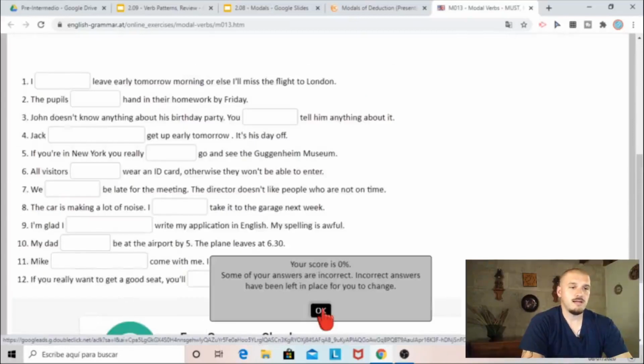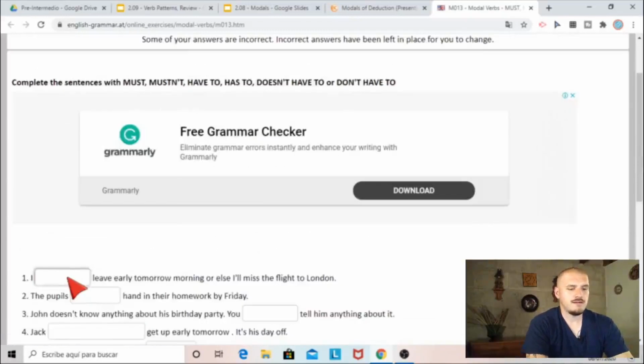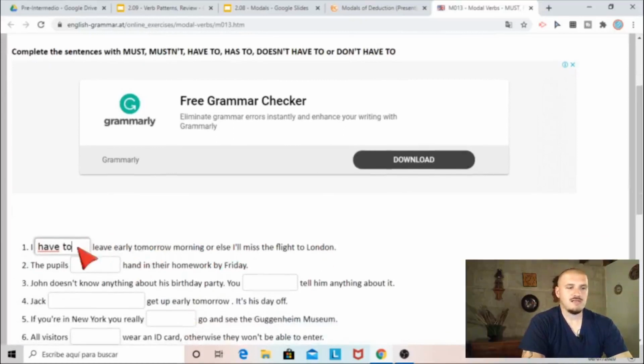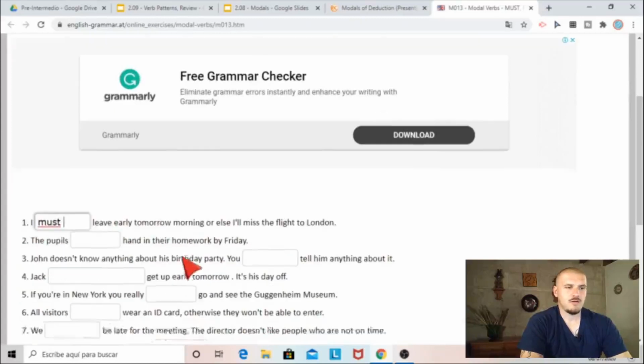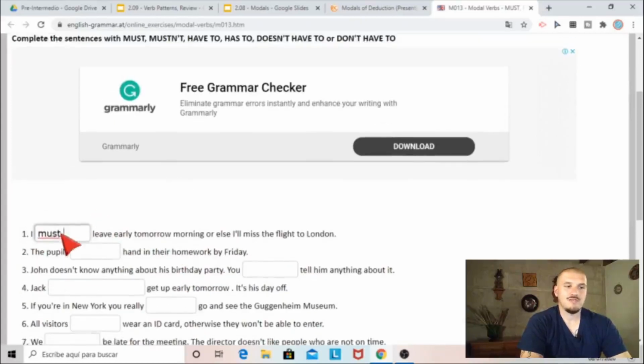Bueno, pues acabo de checar y solo acepta la respuesta must para la primera. Pero en realidad sí se puede poner I have to. I have to leave early tomorrow morning. It's an obligation, it's strong, or else I'll miss the flight to London. But in this particular page, it's only accepting the answer must. Okay. La respuesta tengo que salir temprano mañana es perfectamente bien, pero en esta página por desgracia solo acepta must.